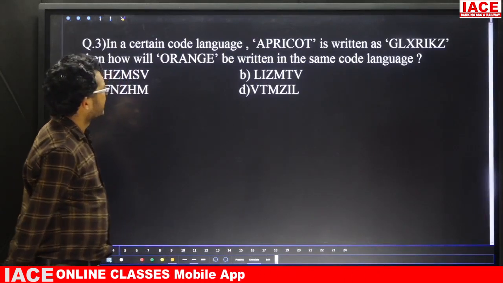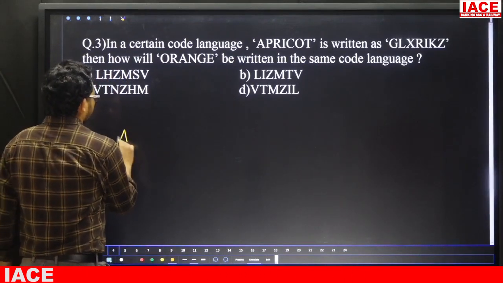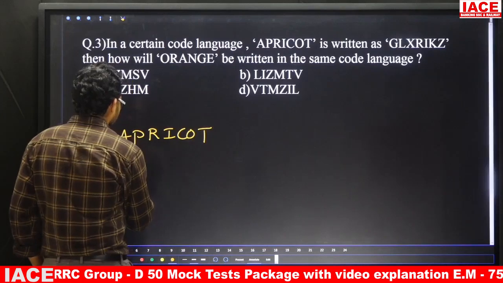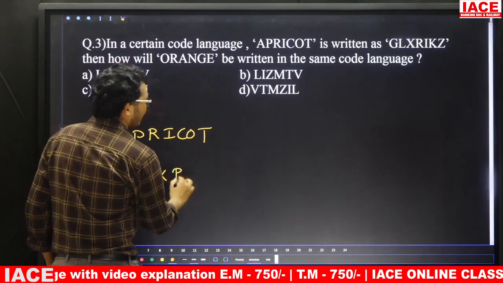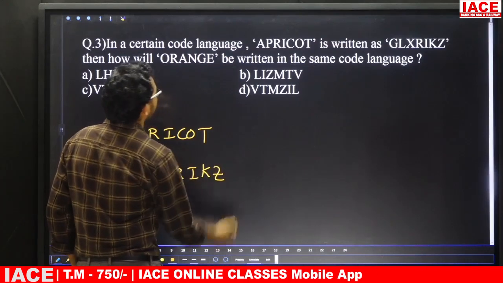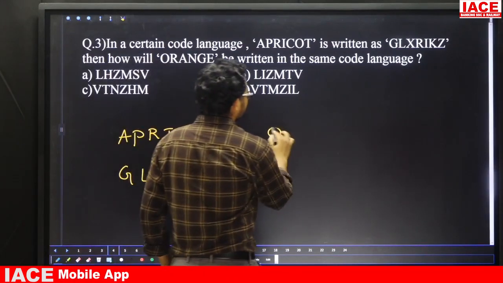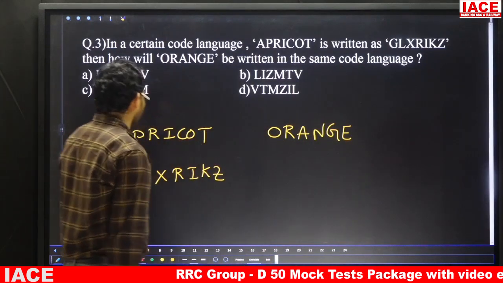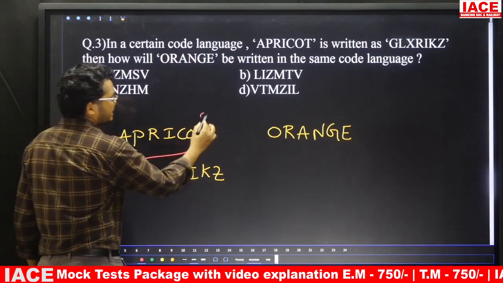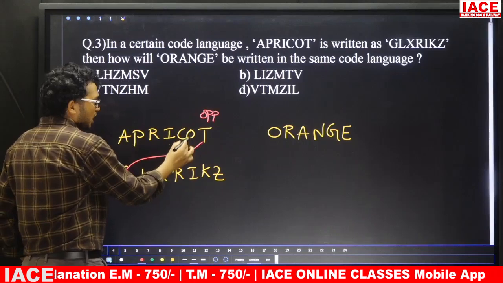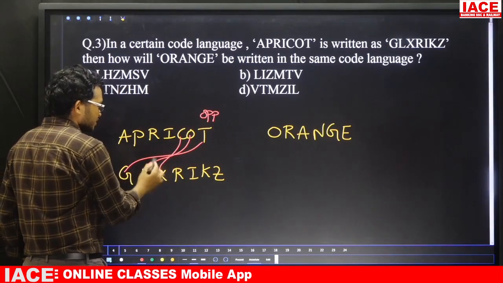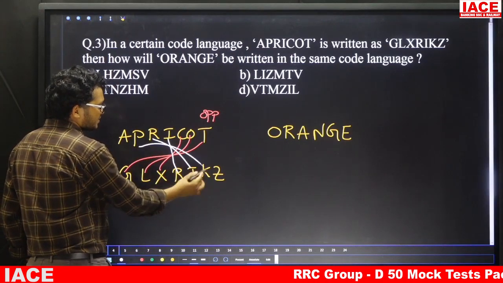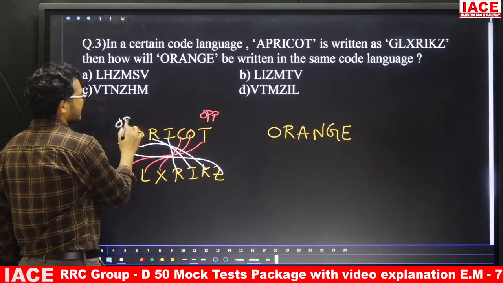Question number 3. In a certain code language, apricot is written as GLXRIKZ. Then how is orange written? Friends, here the word is orange. Suppose, friends, once you observe the logic, T's opposite is G. Next, O's opposite is L. C's opposite is X. Next, I's opposite is R. R's opposite is I, P's opposite is K, and E's opposite is Z. That means the simple logic is opposite letters.